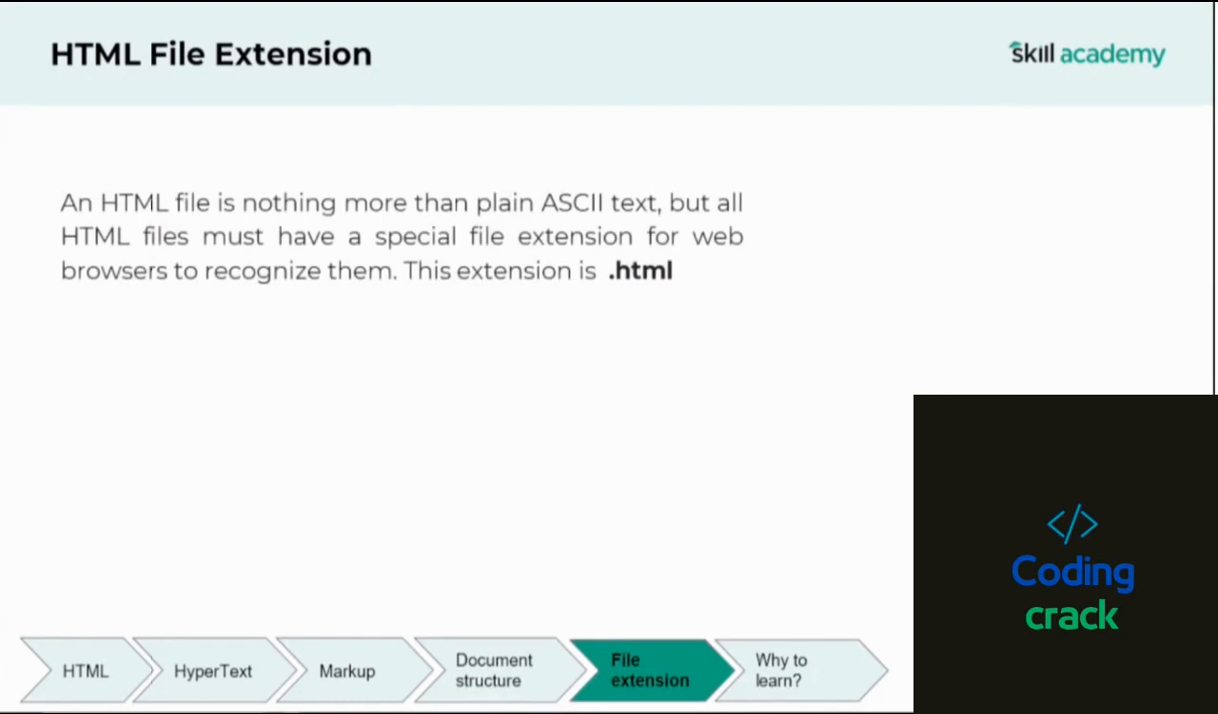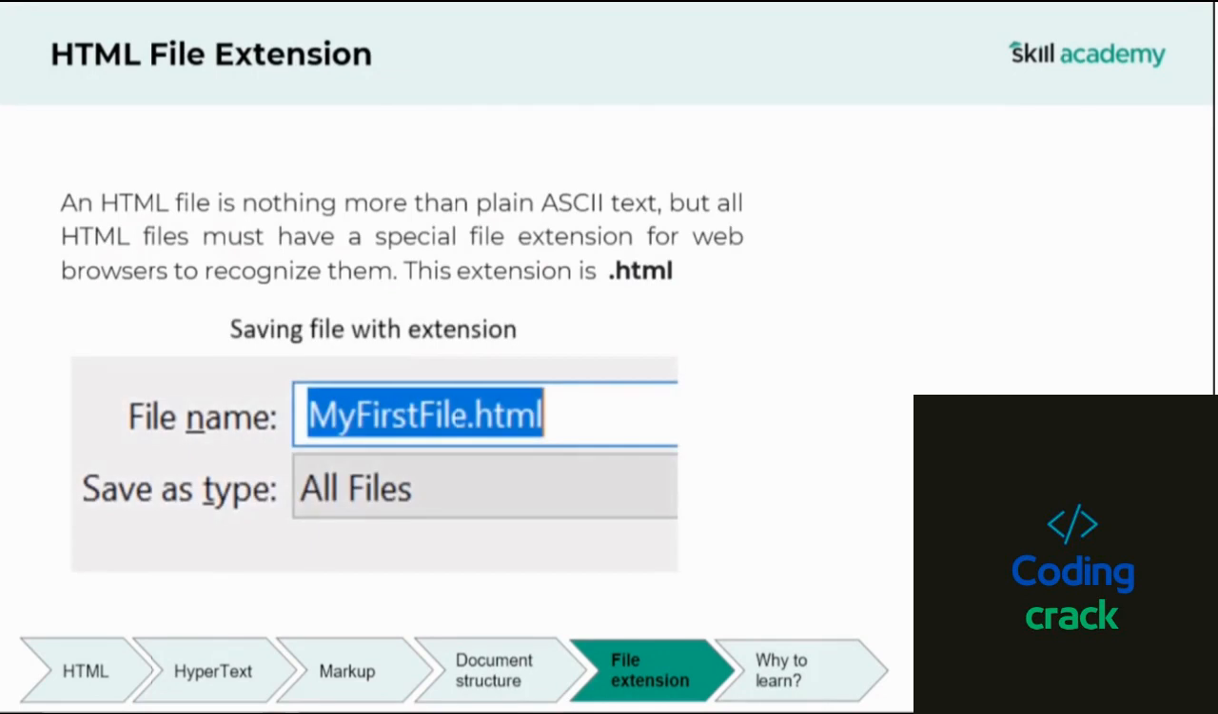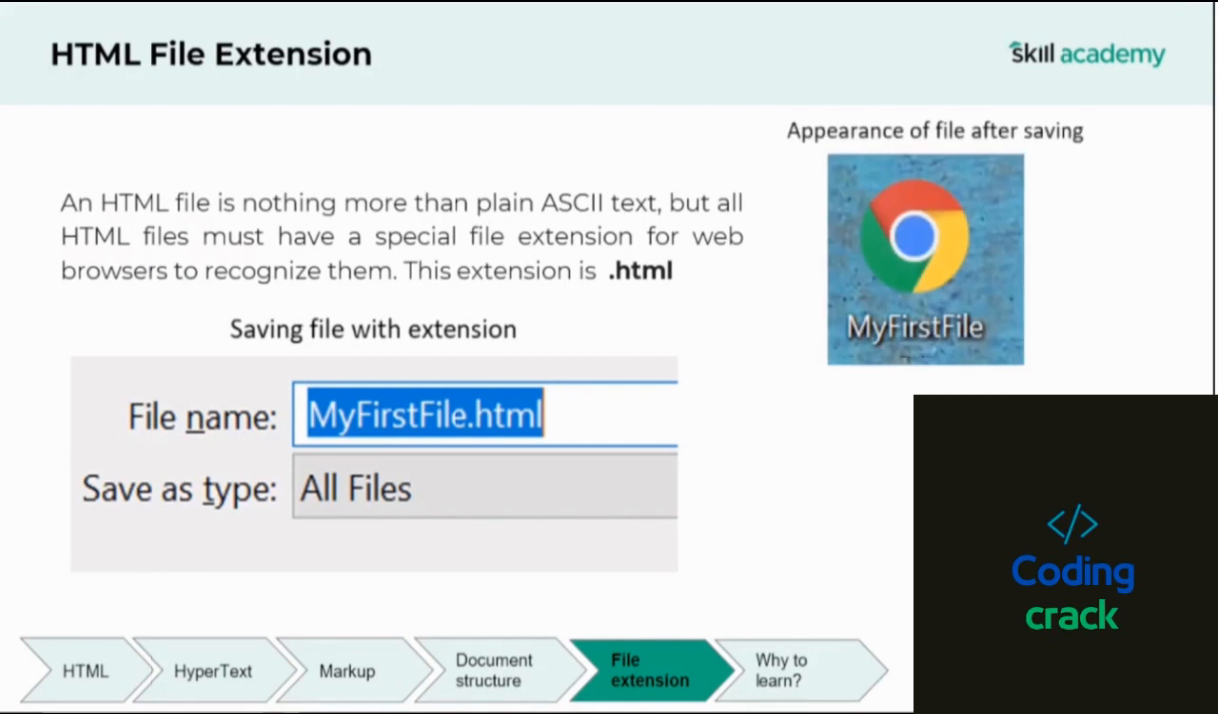An HTML file is nothing more than plain ASCII text, but all HTML files must have a special file extension for web browsers to recognize them. And this extension is .html. That means whenever you are going to design a web page, you are going to create a file, and how are you going to save that file?